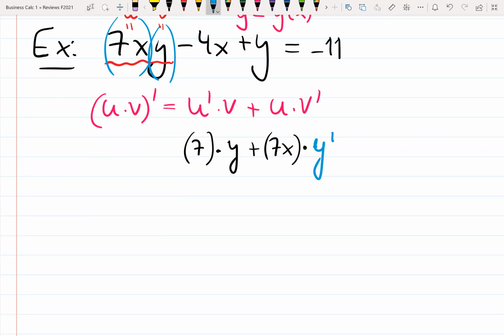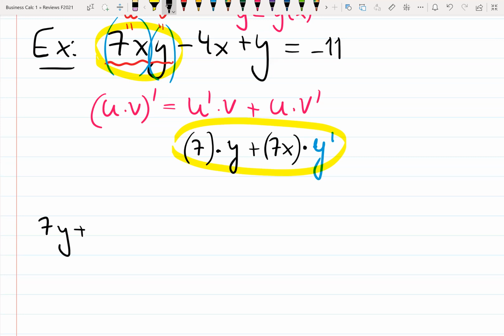So this was only the piece highlighted here. It's the product rule. Thus, this first piece is 7y plus 7x. Let me write down once dy over dx. I usually don't do it because it takes too much time. Minus the derivative of 4x is just 4, plus the derivative of y is y prime, which is dy over dx, equals not minus 11, but 0.